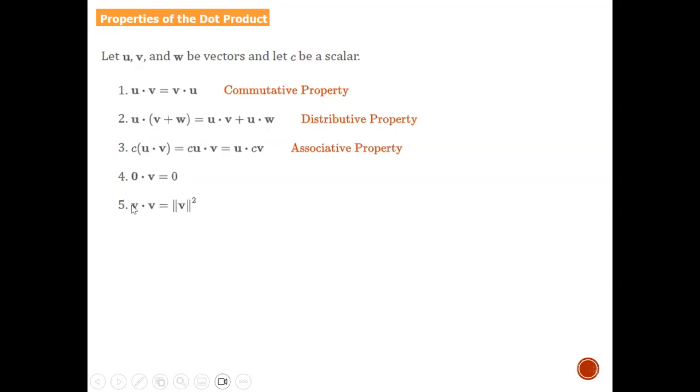And also, if you have the vector v, the dot product of vector v with itself is the same thing as its magnitude squared. Or if you have to find the magnitude squared, just use the dot product of vector v times itself.